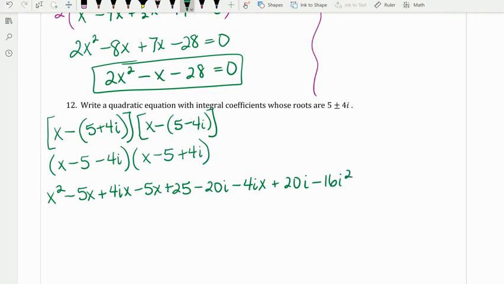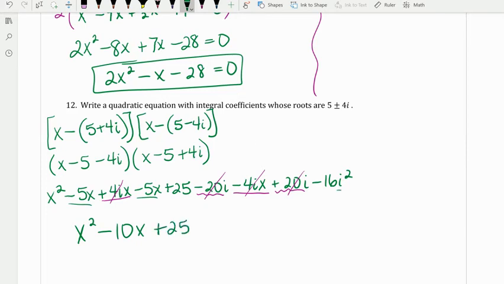And find your like terms and combine those. We've got a positive 4ix and a negative 4ix. Those are gone. I've got a negative 20i and a positive 20i. So those are gone. Then the rest, we've got just 1x squared. I've got a negative 5x and a negative 5x, which makes minus 10x. Then I have a plus 25.